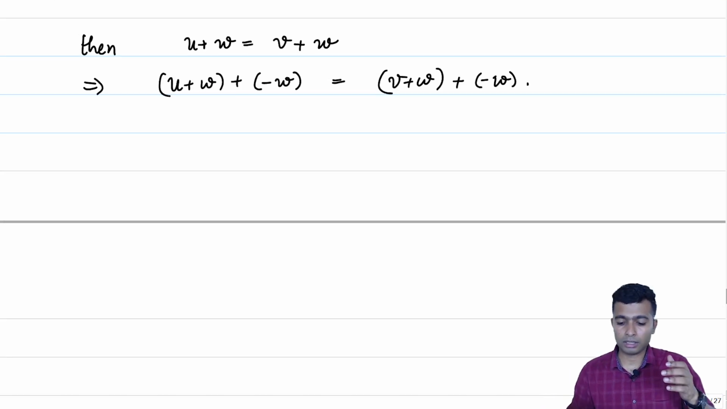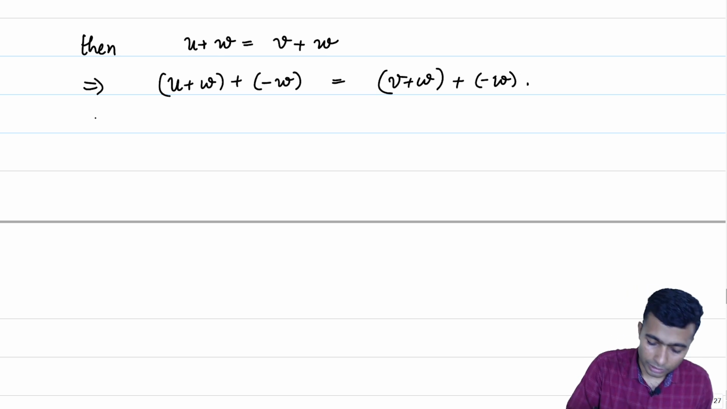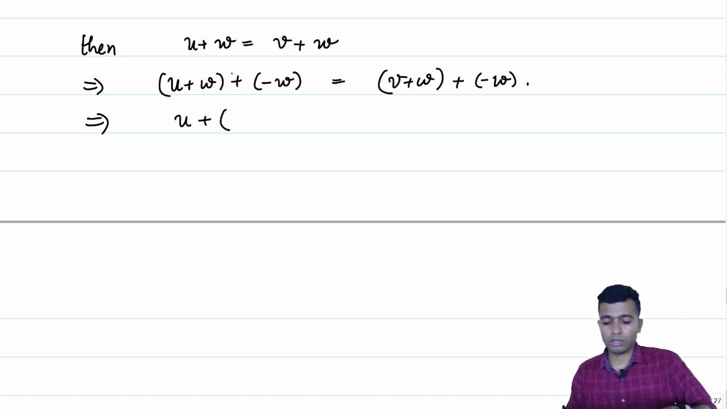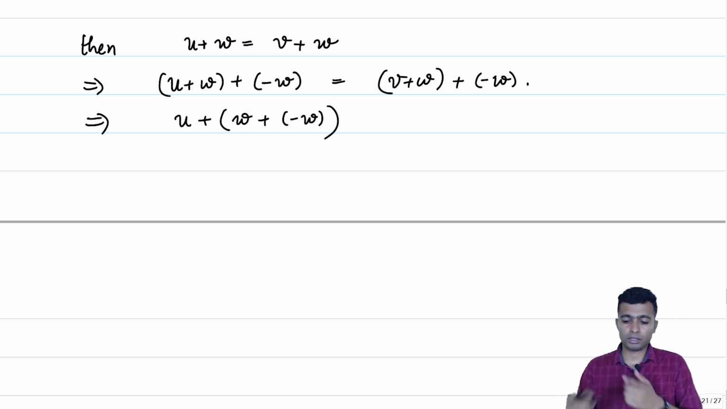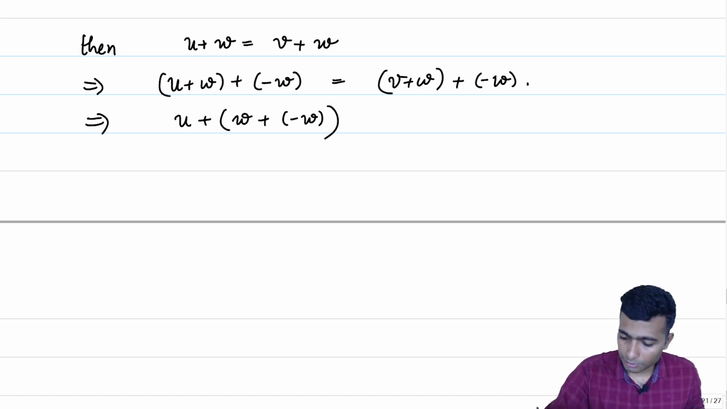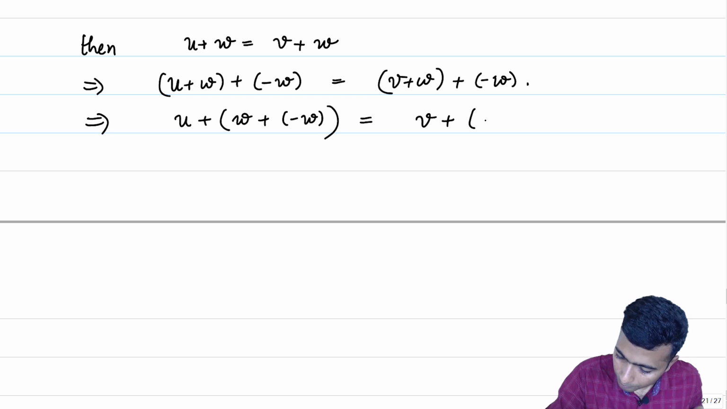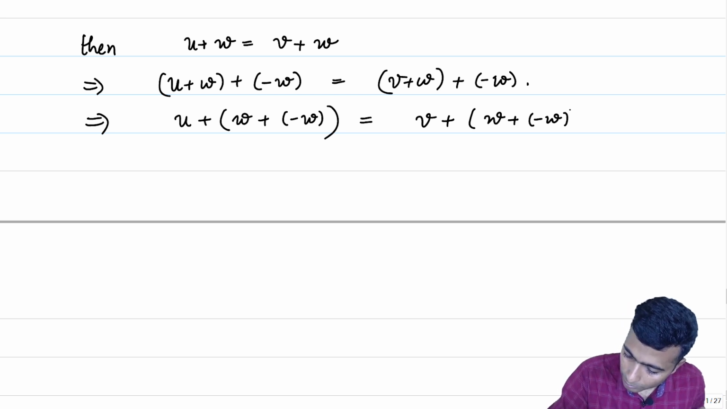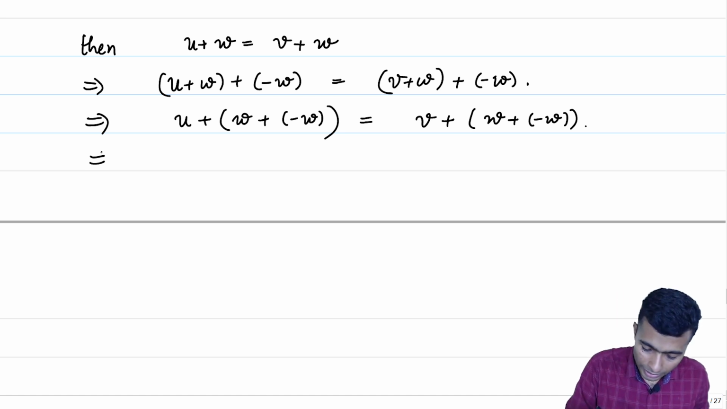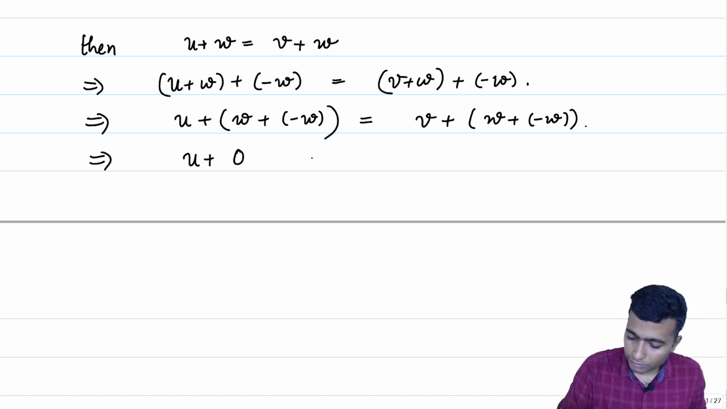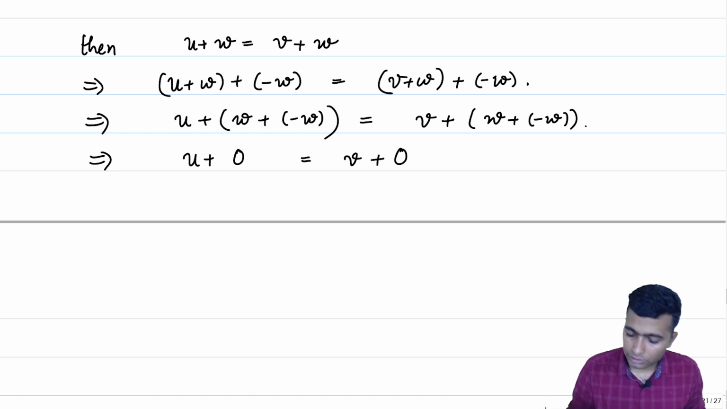But our vector addition is associative. This implies this is equal to u plus w plus minus w, which is the same as u plus w plus minus w. Which two vectors are added first does not matter. Similarly here, w plus minus w, but minus w is the additive inverse of w. So, if you add w and minus w, you get u plus the 0 vector, which is the same as the v plus the 0 vector.